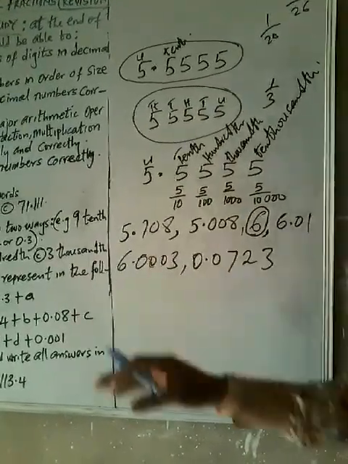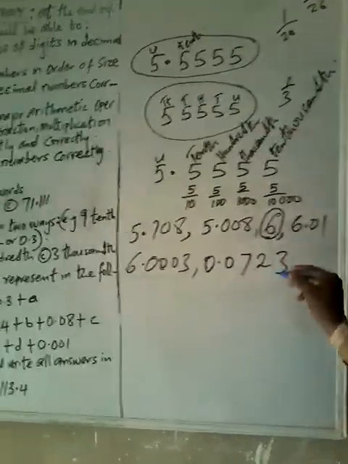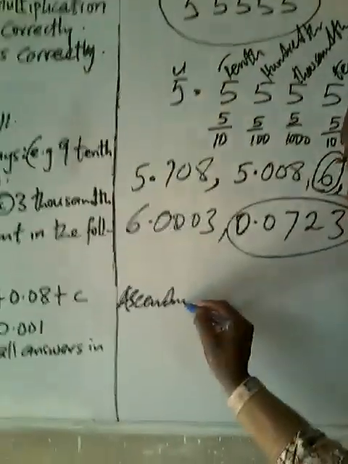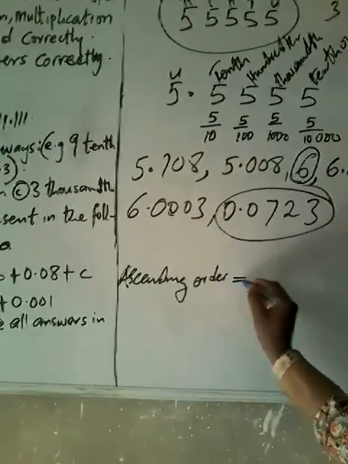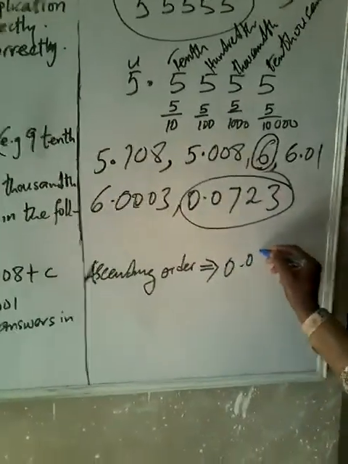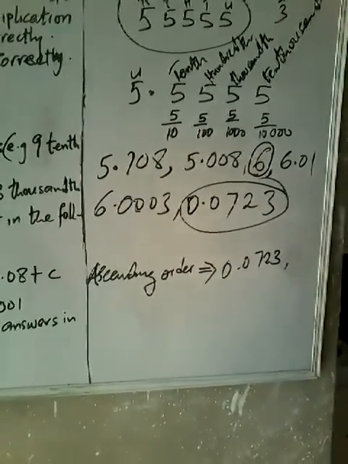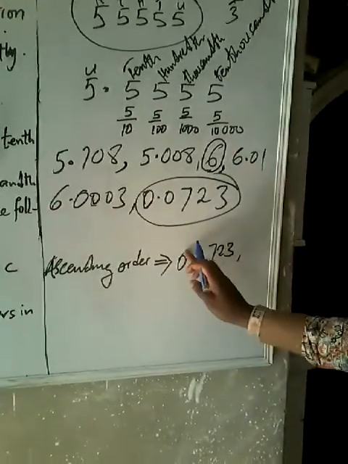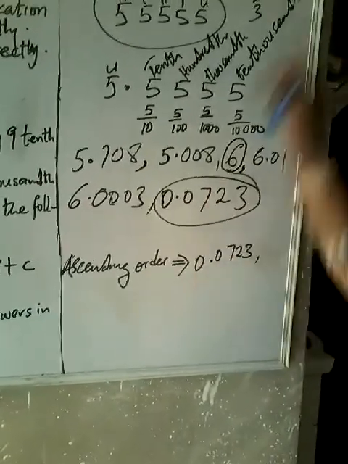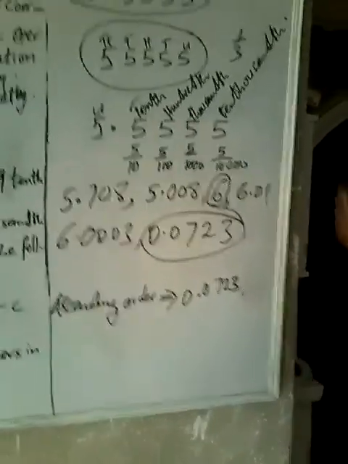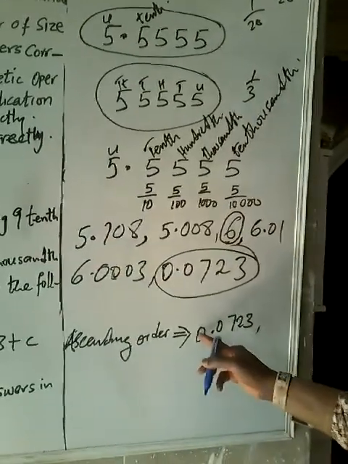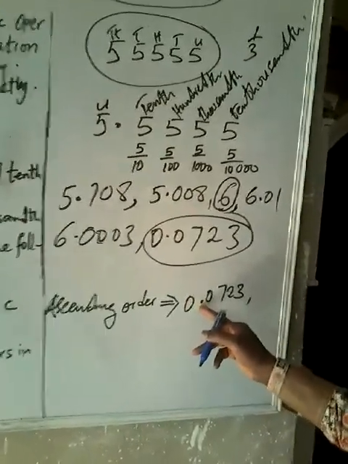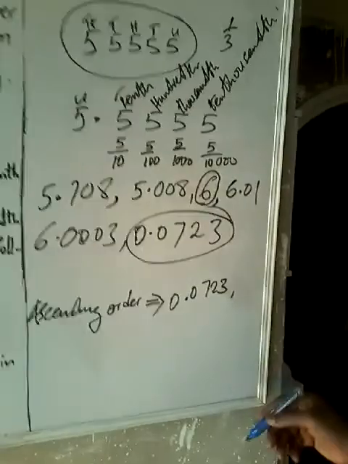If you are to arrange from the smallest to the biggest here, in ascending order, the smallest number is 0.0723. This number is not even up to 1 at all. If it is up to 1, you will have 1 as the first number before the point. If it is more than 5, you have 5 as the first number before the point. So having 0 before the point shows us that it is less than 1.